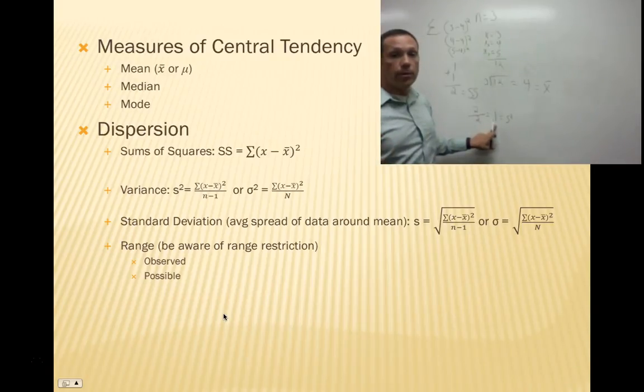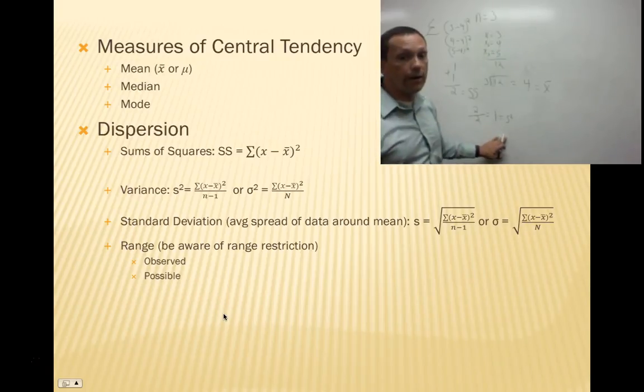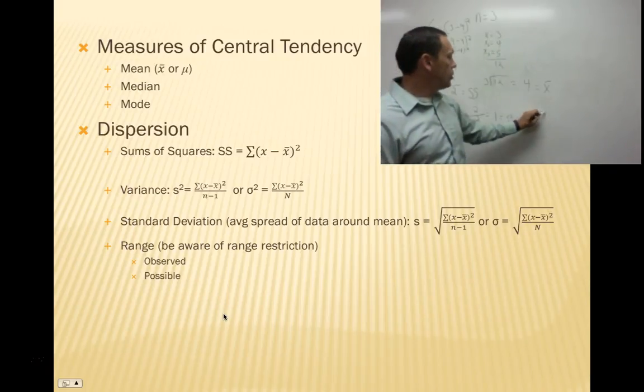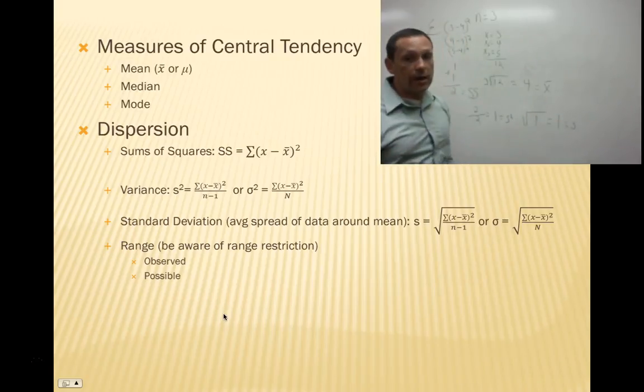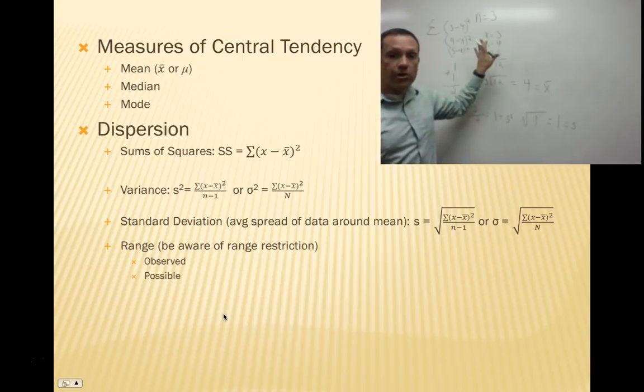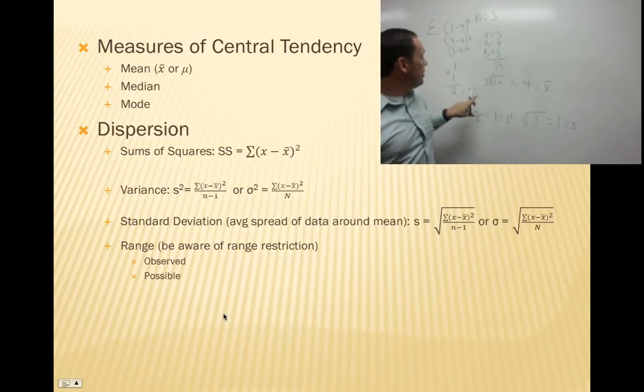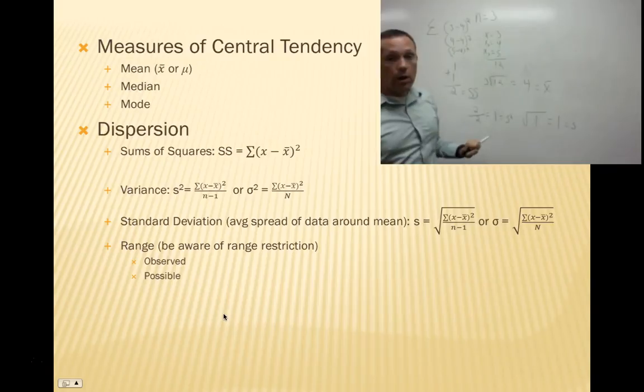Then to go from the formula for variance to standard deviation, all we're going to do is take the square root of our variance, in this case 1. The square root of 1 equals 1, which is our standard deviation. So if this were our sample, our mean would be 4, and our standard deviation would be 1. Okay, hopefully that makes sense.